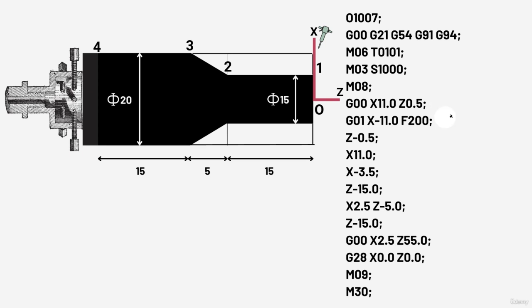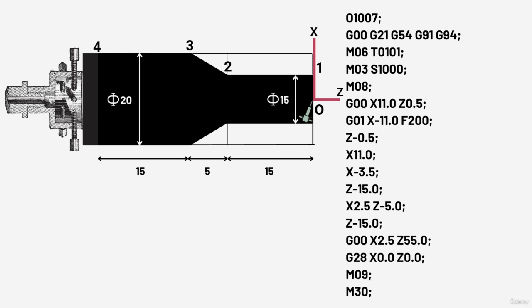In the next line, we will now bring the tool towards the assumed origin, that is, the center of one face of workpiece. For this, we will write G01 X minus 11.0 F200, where G01 signifies machining operation has begun, which is obviously linear interpolation, and 200 mm per minute feed is provided. Now, work position is attained as per x-axis, but for Z, we need to give a command of Z minus 0.5.